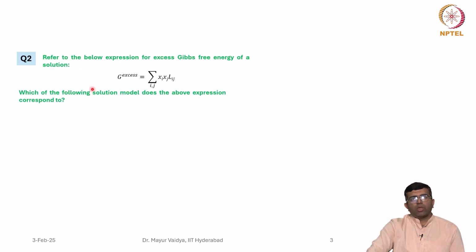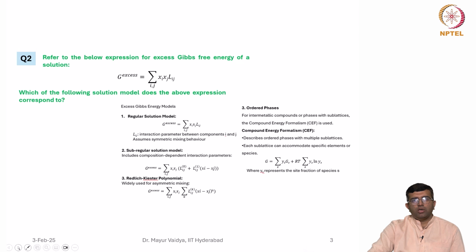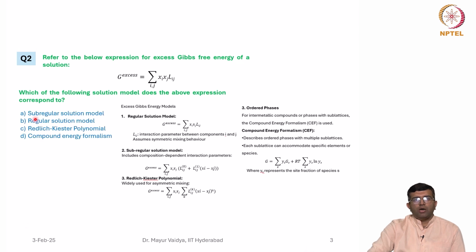Question number 2. Refer to the below expression for excess Gibbs energy of a solution: G excess is equal to summation xi xj lij. Which of the following solution models does the above expression correspond to? So the options you will see: the subregular solution model, regular solution model, Redlich-Kister polynomial, or the compound energy formalism. So these are the excess Gibbs energy models which we have seen.